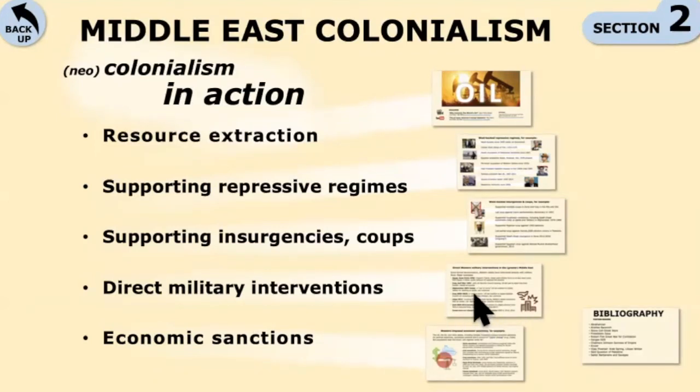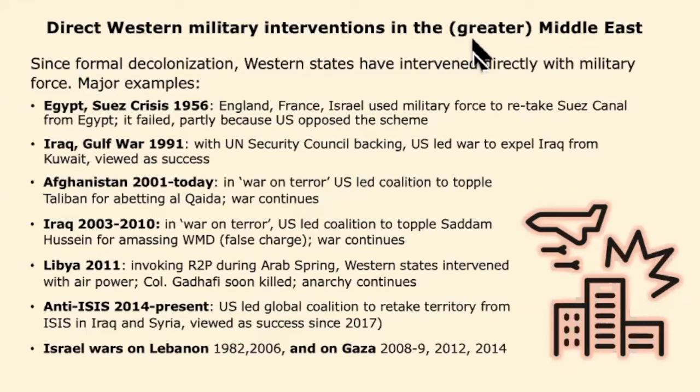So there's a lot of examples. Here on this slide, I've just collected the major occurrences of military intervention led by Western powers across the Middle East, or the greater Middle East, because we're including Afghanistan here. Egypt, the Suez Crisis of 1956. This was an incident in which England conspired with France and with Israel to use military force to retake the Suez Canal from Egypt. Remember that Egypt had only recently gained its full independence under Nasser and the military regime. But just a few years later, England thought it could take back control of the canal. The scheme failed partly because the US intervened, because at the time the US was sort of preoccupied with Cold War politics.